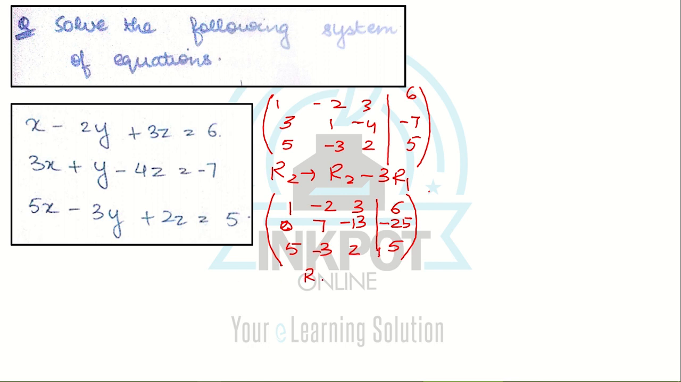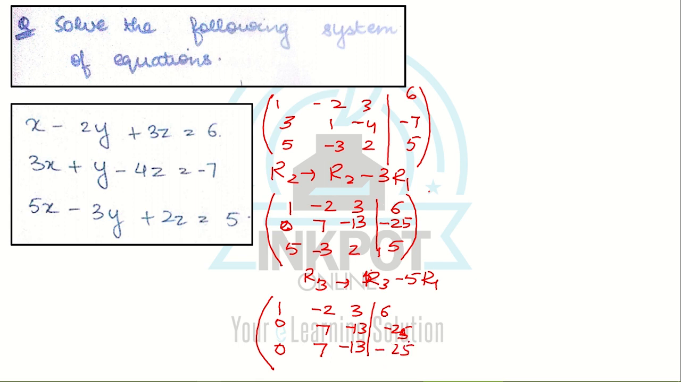The next step is R3 goes to R3 minus 5 R1. Again, understand that I'm just trying to get the augmented matrix into its upper triangular form, which is the reason I'm doing all of these steps. So you would have 1, minus 2, 3, 6 and 0, 7, minus 13, minus 25. And now you have 5 minus 5, which is 0; minus 3 minus minus 10, which is minus 3 plus 10, which is 7; 2 minus 15, which is minus 13; and 5 minus 30, which is minus 25.